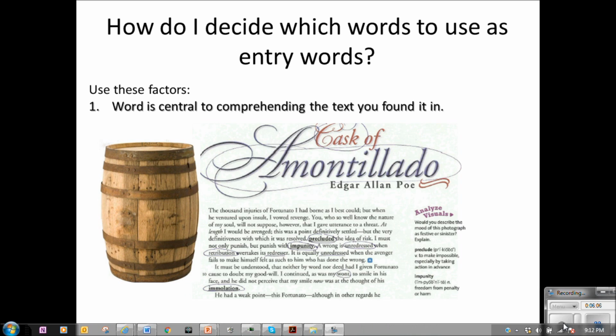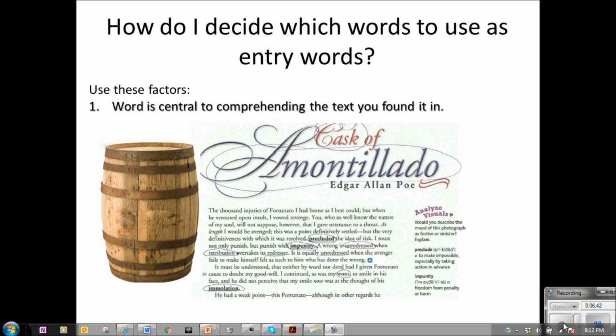First, the word needs to be central to comprehending the text in which you found it. I looked up the word cask and the word Amontillado because I thought the title was really important to understand. If I don't know what a cask of Amontillado is, I don't even know what the story's about. It turned out when I looked up cask, it's one of these barrels, and I realized I do know that word. I don't think it's that common a word today. It might be if I were studying history because they used to pack things in casks. But now that I know what it is, I really don't think I need to make that a study word.